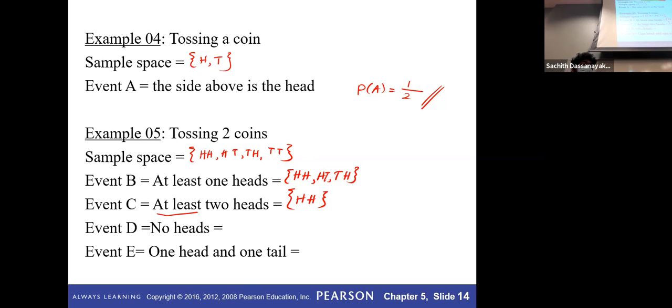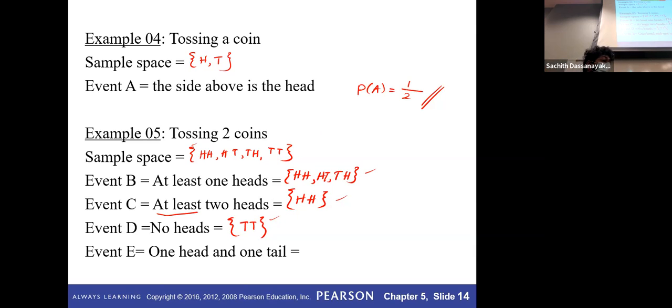No heads, what does this mean? No heads means there should not be at least one head, right? Which means tail, tail, right? So these outcomes, whatever they are based on your sample space, should be there in your sample space. You will not see any outcome outside this sample space. Clear? Each and every event should be within that particular sample space.